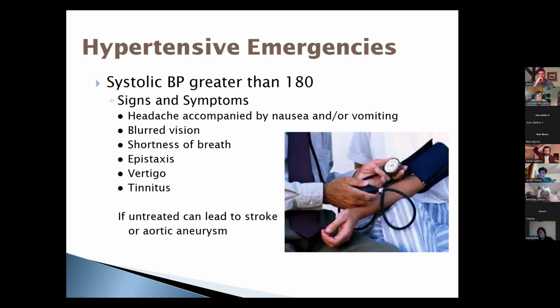Usually that happens in the smaller fine vessels in our brain, in our eyes, in our heart. So that's why high blood pressure is really bad. We consider it a hypertensive emergency if it's above 180 systolic.